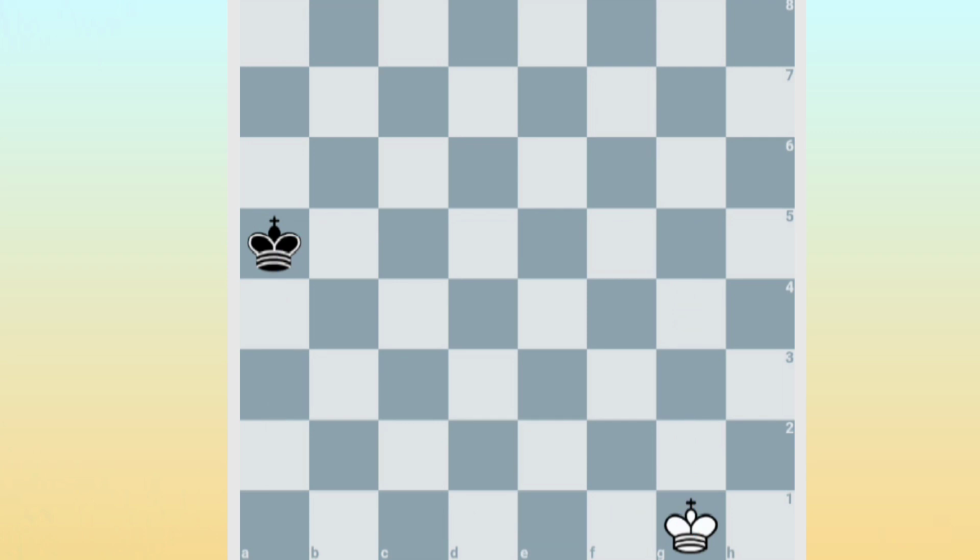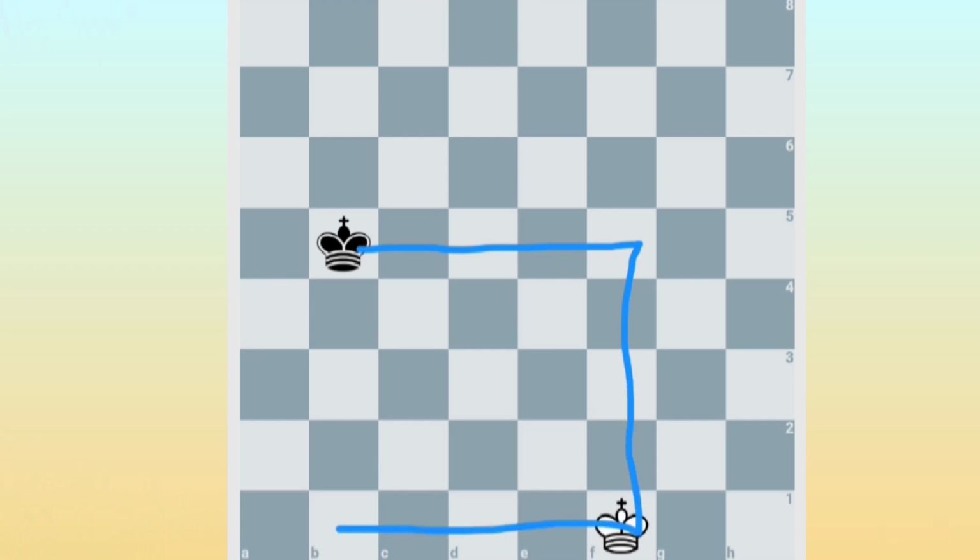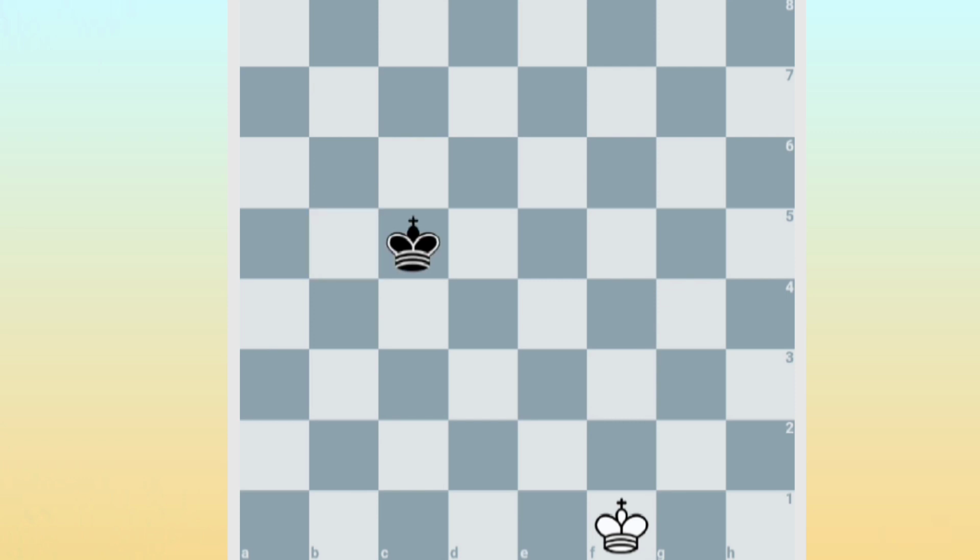Now if black king moves to b5, then white king should move to f1, because on f1 white king again forms a rectangle, and now the corners of this rectangle have white squares. All 4 corners of the rectangle have white squares, and white will get the opposition. The king who forms the rectangle will get the opposition, but you should consider that all the corners of the rectangle should have the same color.